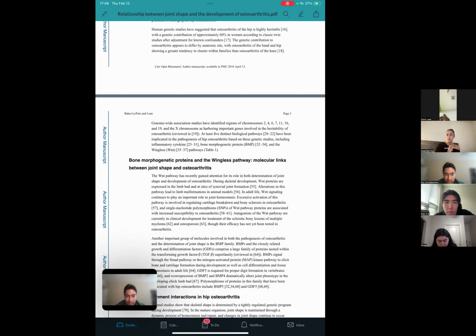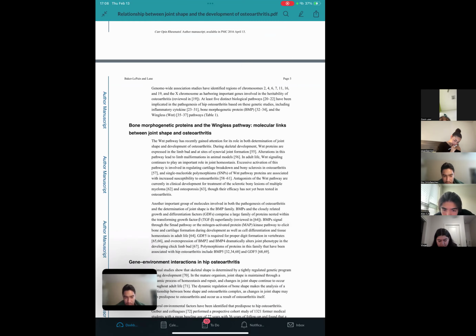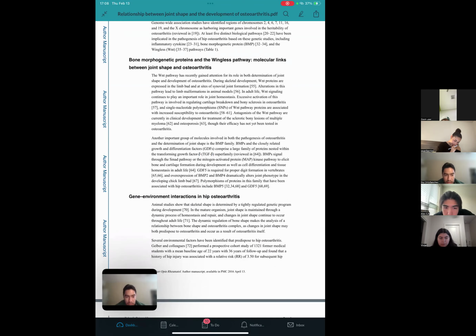GDF5 is required for proper digit formation in vertebrates. And overexpression of BMP2 and BMP4 dramatically alters joint phenotype in the developing chick limb buds. Polymorphisms of proteins in this family that have been associated with hip osteoarthritis include BMP5 and GDF5.